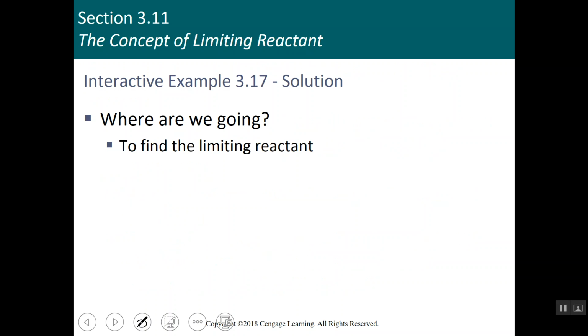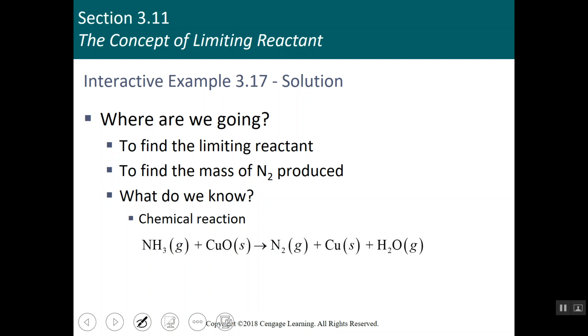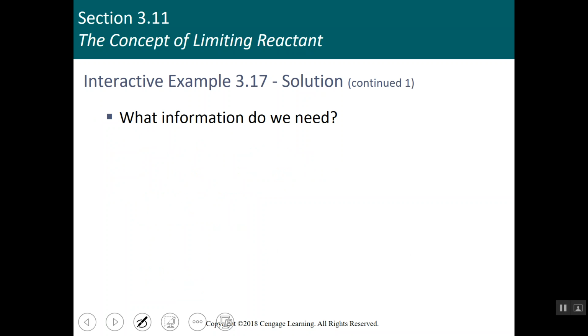So the first thing we have to do is figure out where we're going. We want to figure out which one's the limiting reactant because that information is necessary to determine how much nitrogen is produced. What do we know? We know the chemical reaction. We don't have it written or balanced yet, but we do know it because it was given in the prompt. There's the ammonia passed over copper(II) oxide, which produces nitrogen gas, and it said the other 2 products were solid copper and water. And we know we have 18.1 grams of ammonia and 90.4 grams of copper(II) oxide.